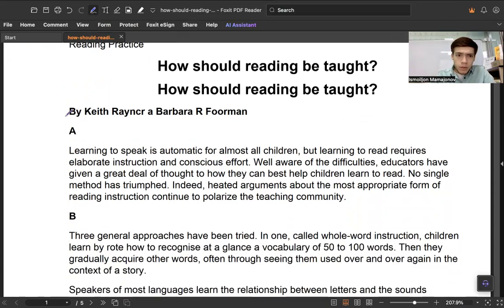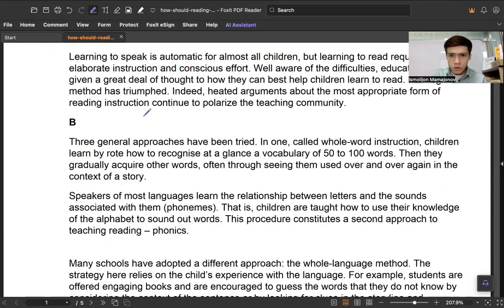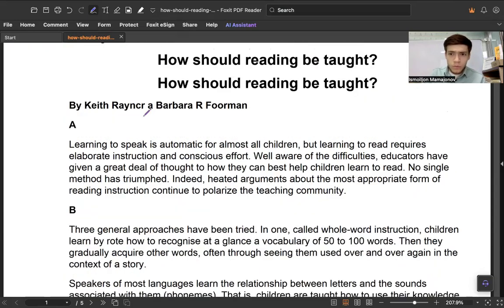Learning to speak is automatic for almost all children, but learning to read requires elaborate instruction and conscious effort. Well aware of the difficulties, educators have given a great deal of thought to how they can best help children learn to read. No single method has triumphed. Indeed, heated arguments about the most appropriate form of reading instruction continue to paralyze the teaching community.